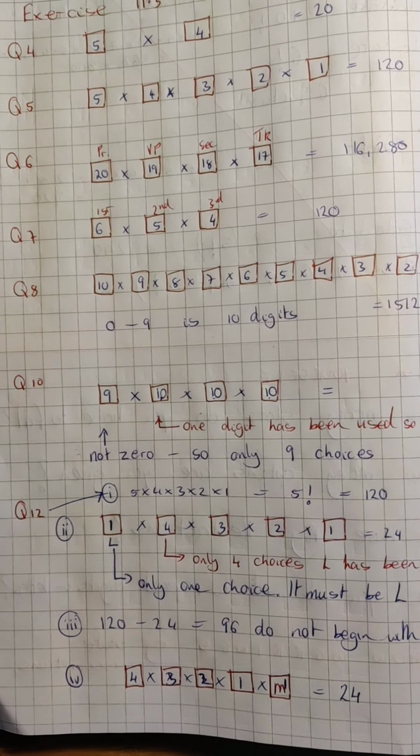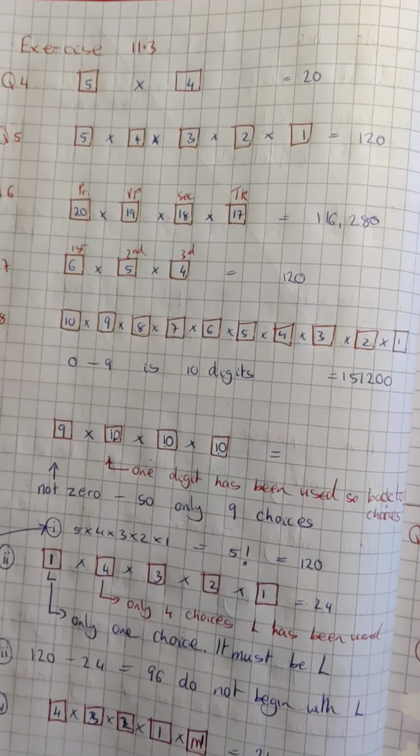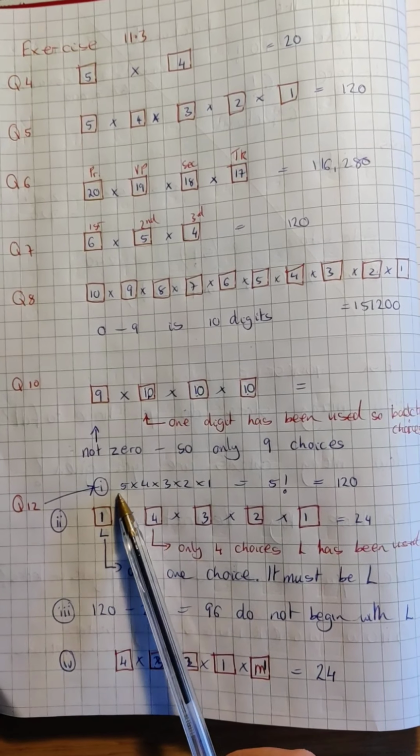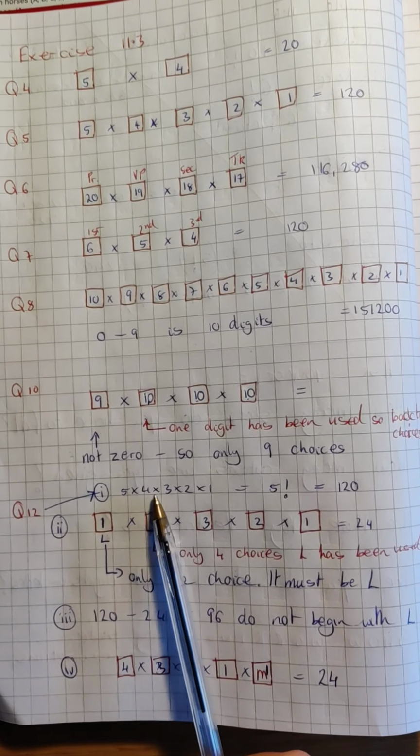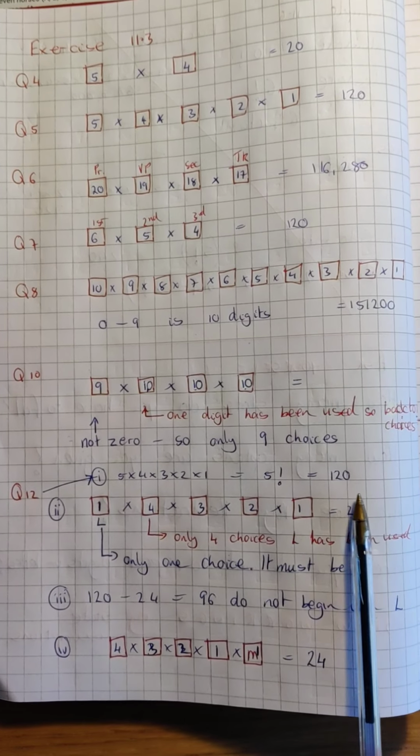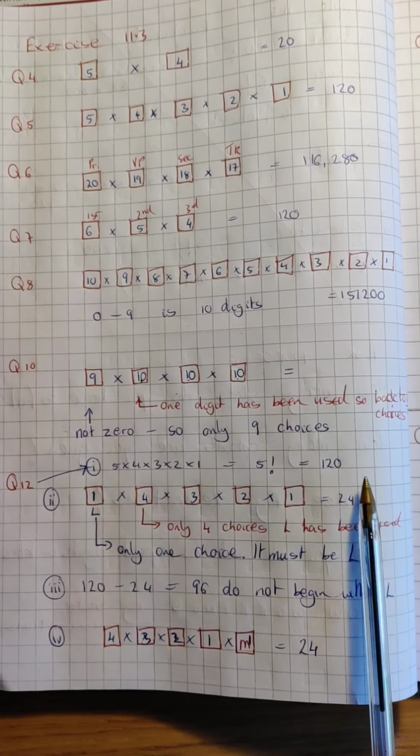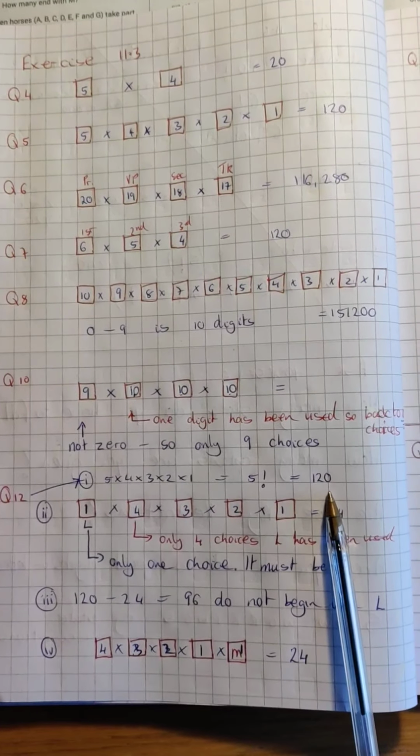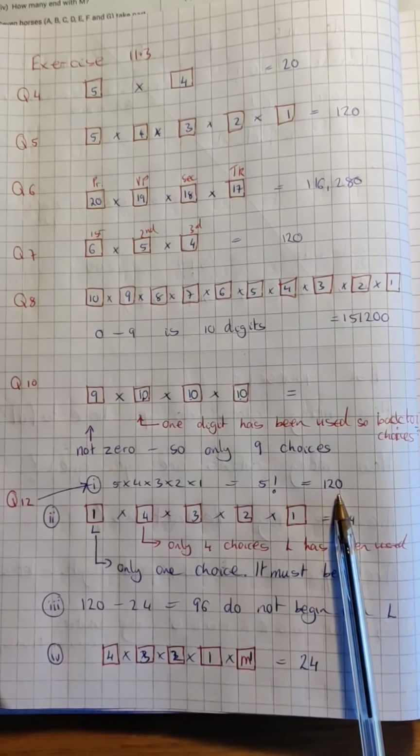Question 12. In how many ways can the letters of the word modal be arranged? I didn't leave enough space for that, sorry now. So it's 5, 4, 3, 2, 1. That's 5 factorial, as I mentioned in the last video, in one of the examples there, I think it was 11.6. And that gives you 120.